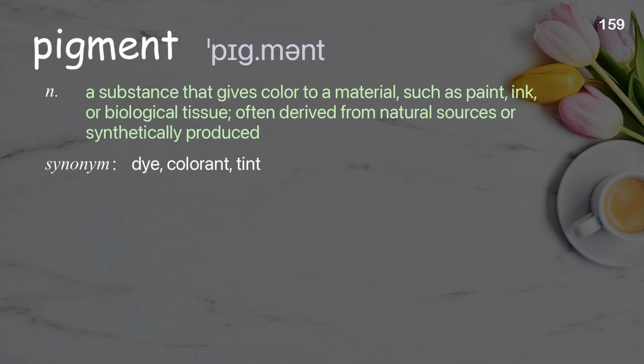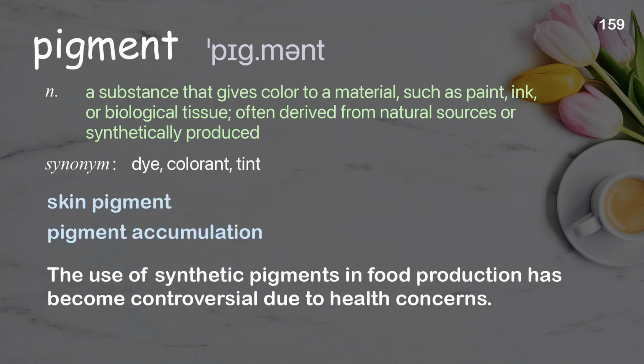Pigment. A substance that gives color to a material, such as paint, ink, or biological tissue, often derived from natural sources or synthetically produced. Examples: Skin pigment. Pigment accumulation. The use of synthetic pigments in food production has become controversial due to health concerns.